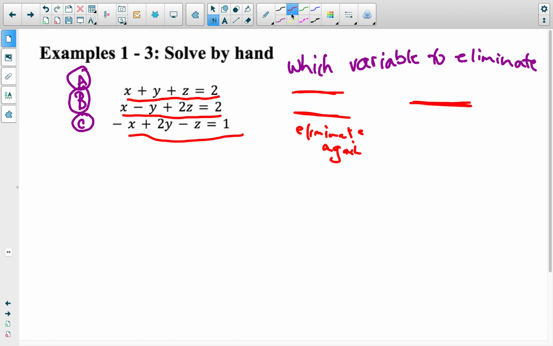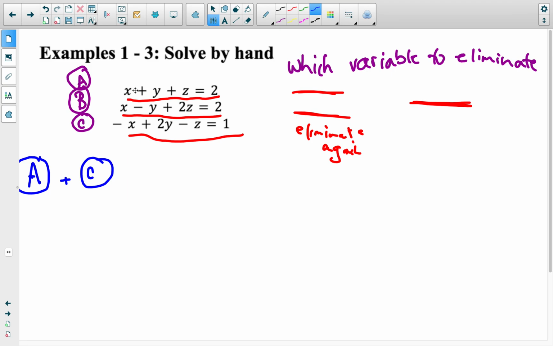So let's take a look at this. I'm going to choose my x's because they all have coefficients of 1. I'm going to take my first equation, A, and ask: do I want to add it to B or to C? Do I want to subtract anything? I can see that I have a positive x and a negative x right here, so if I add A plus C, that's going to give me x's that are eliminated.